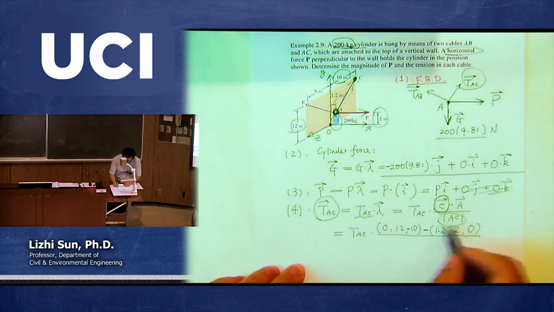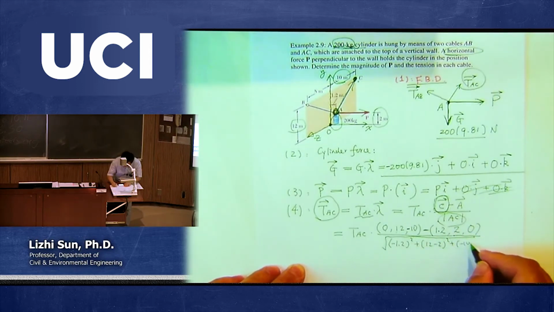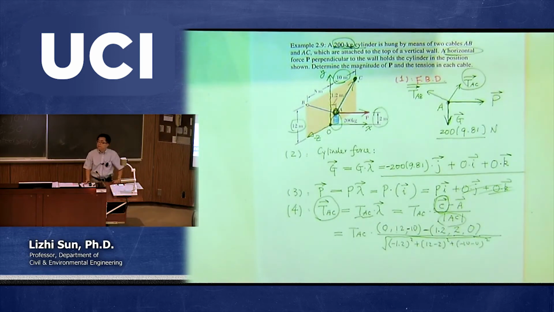And then don't forget, divided by the norm or the distance. Then you just basically say square root of (0 minus 1.2) squared plus (12 minus 2) squared. What is 12 minus 2? That's 10 squared, plus (negative 10 minus 0) squared. And then don't forget the square root. With a calculator, you can simplify this one. I'm going to write the solution for you right now.